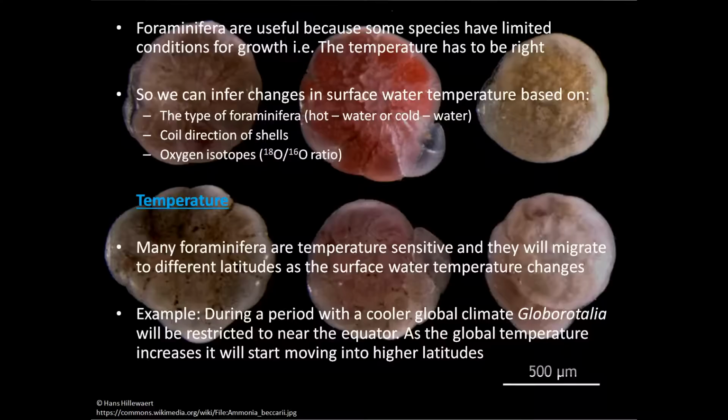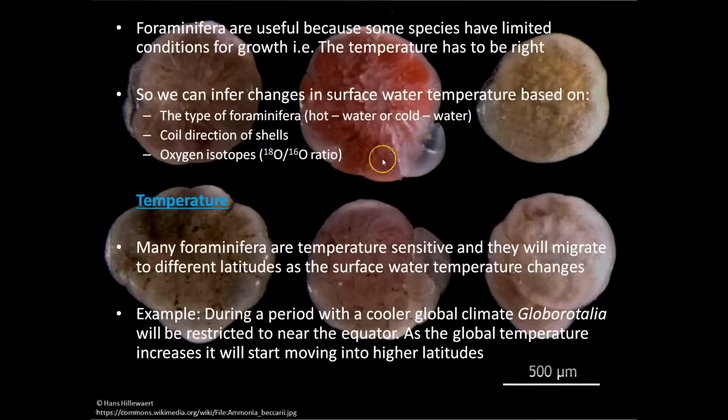The first one is the type of foraminifera. Is it a hot water foraminifera or is it a cold water foraminifera? That tells you what temperature the surface water was. Was the surface water cold or was it warm? The next thing we can do is look at the coil direction. How is the shell coiled up? And the final thing we can look for is we can analyze the calcium carbonate of the shell, and we can look and get the oxygen isotope ratio from that calcium carbonate.